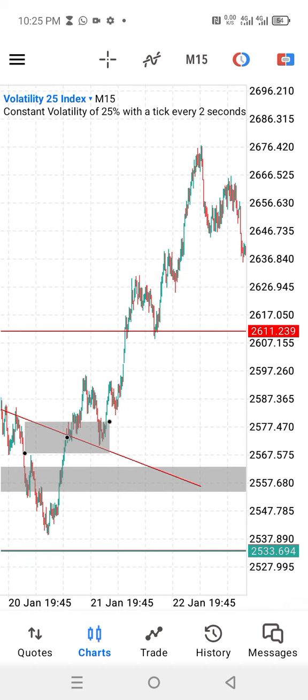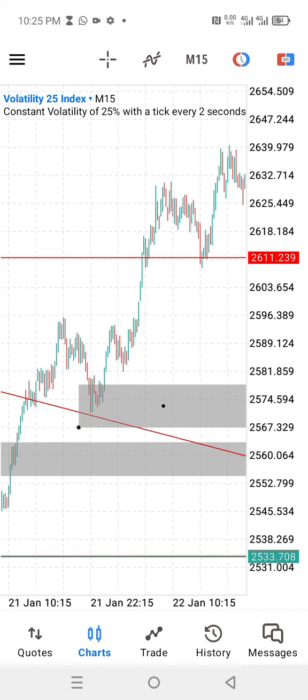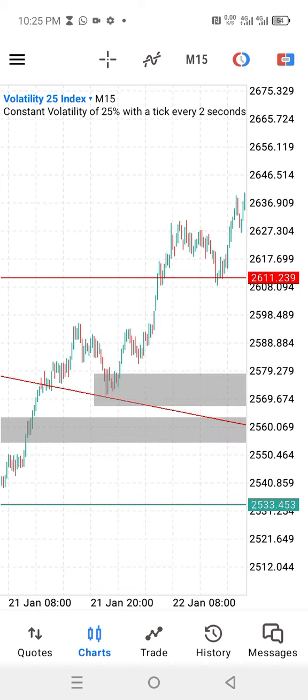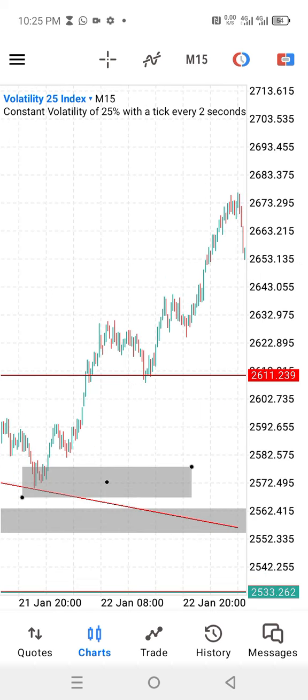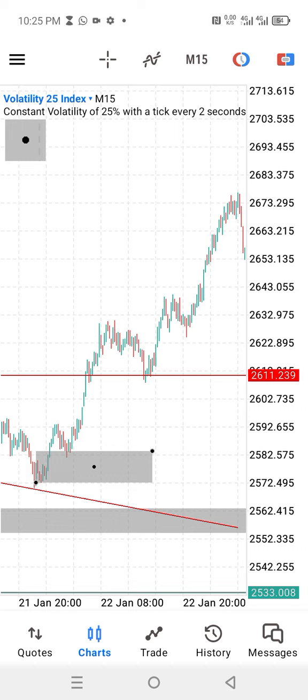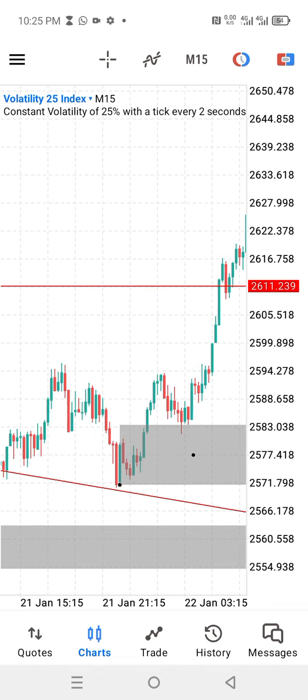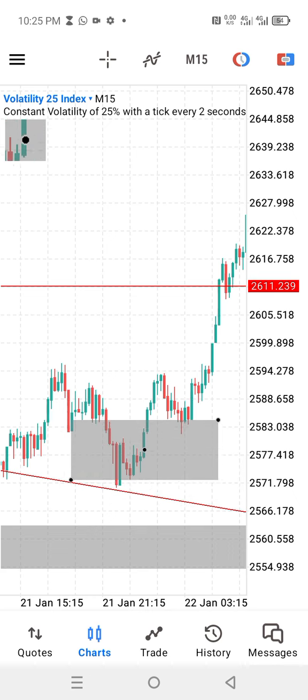I decided to wait for my confirmation. I entered right after the bounce. Right after the bounce, like this. Sorry guys, I'm using my phone. I promise, maybe next time I will be using my laptop. My laptop is off now. Right after the bounce, somewhere around there is where I entered, basically.